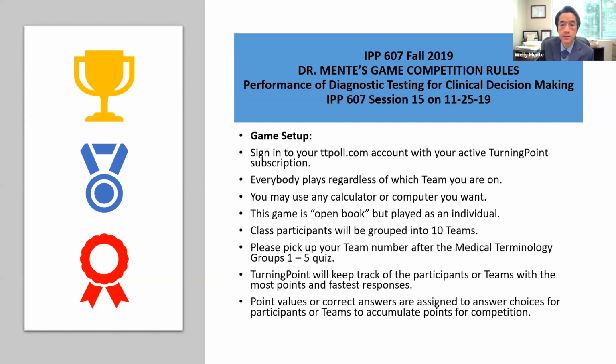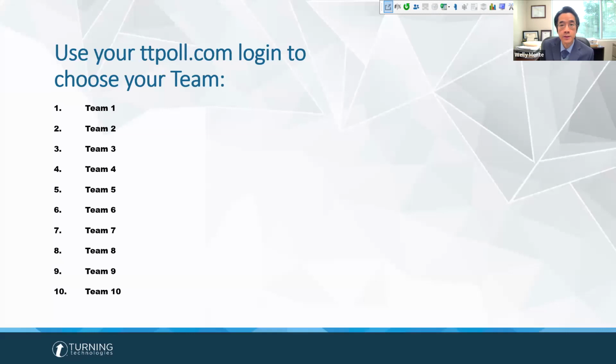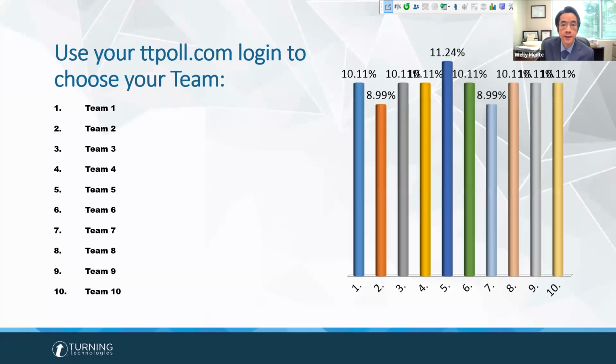So I'll create these game setups and I'll tell them to participate in the team. And then for each of my criteria in the game, I would include things like fastest responder, participant leaderboards, team leaderboard, wager, and team MVP board. So I'd create these competition rules and have the students abide by that in the classroom. And then I would allow the students to be engaged in the process and choose a team. And as they're choosing the team, I would finalize that team.